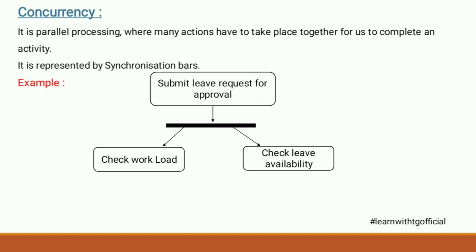After checking the workload and leave availability, if the person meets the requirement, the leave request is going to be approved, which means yes. Again it is represented by a horizontal synchronization bar, and it is called merging, as it merges the parts and provides a decision called grant leave. Grant leave is the final node.